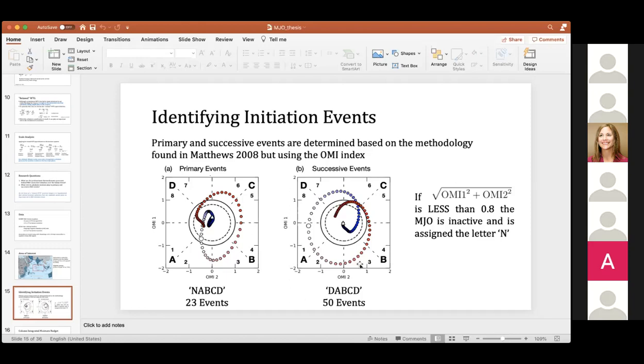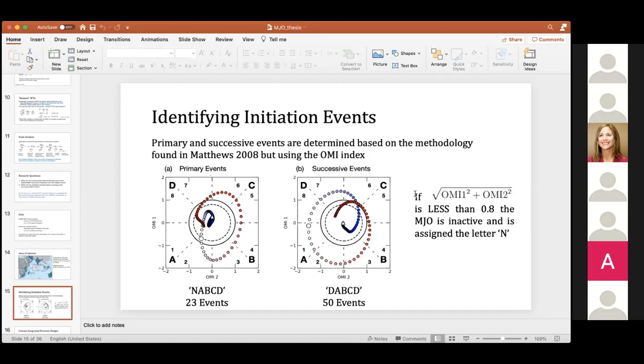Likewise, with our successive events, we know that these events initiate from the circumnavigating signal. So we're looking for an active MJO signal prior to initiation. So we're looking for the sequence D, A, B, C, D. And we find 23 events for primary and 50 events for successive.